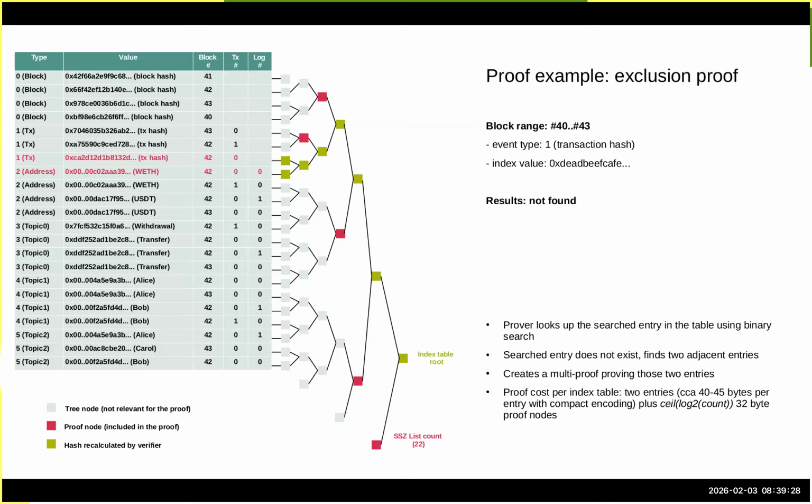Here we can have one table of like 10 million blocks, and we can prove something in it with just 1 kilobyte. So I think this is the most efficient version I could think of until now.